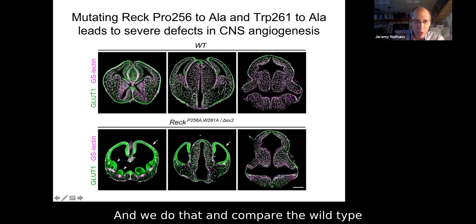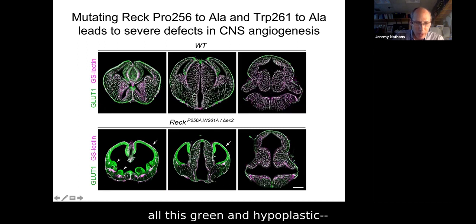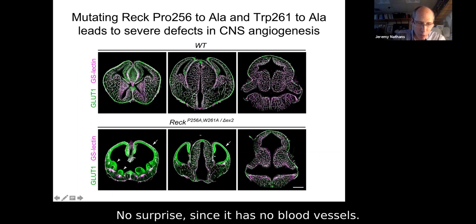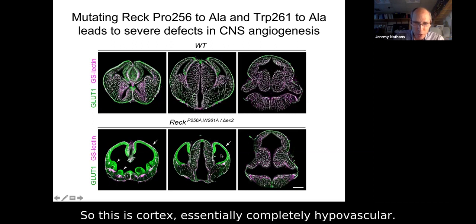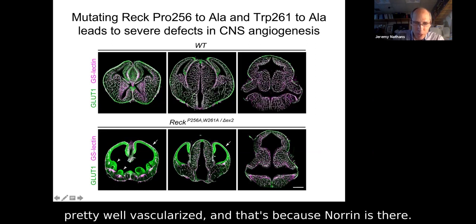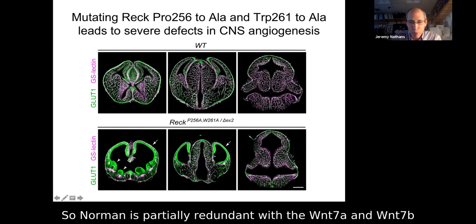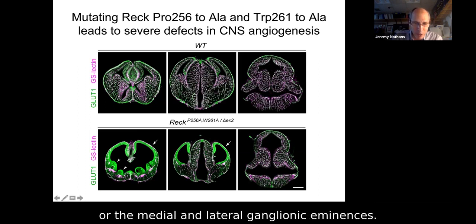And we do that and compare the wild type at the top here and the mutant down below, we see this very dramatic hypovascularization, all this green and hypoplastic, that is, it failed to proliferate as much as it should, no surprise since it has no blood vessels, CNS tissue. And here, same thing, and it's very region specific. So this is cortex, essentially completely hypovascular, but the midbrain and hindbrain are actually pretty well vascularized, and that's because norrin is there. So norrin is partially redundant with the Wnt7a and Wnt7b systems, but it is not redundant in the cortex or the medial and lateral ganglionic eminences.